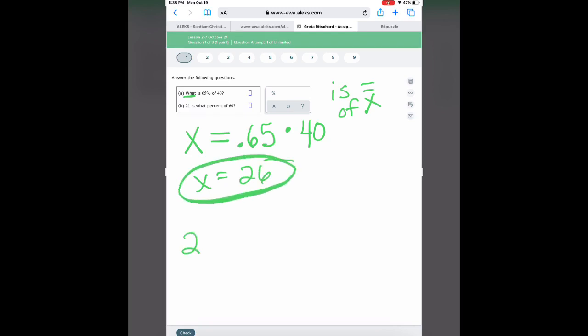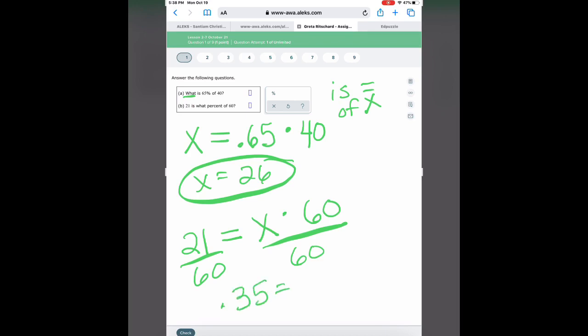21 is what percent of 60? Literally, translate these exactly in the order you see them, and then solve the algebra. 21 divided by 60. I love algebra for this. 0.35 equals x. And then it says what percent, so just say 35%. Okay?